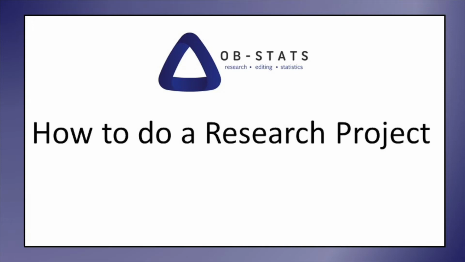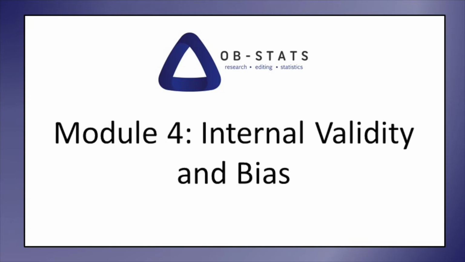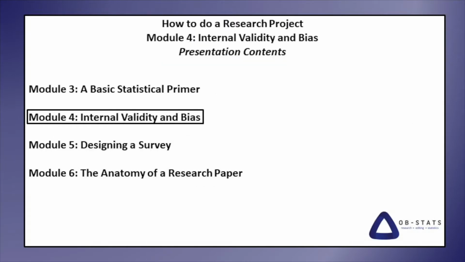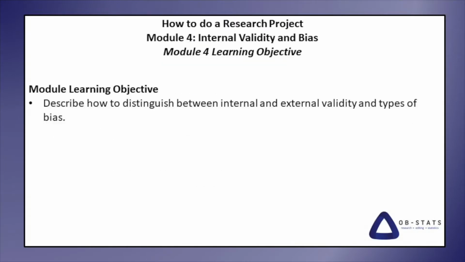How to do a research project. Module 4, Internal Validity and Bias. We are currently on Module 4, Internal Validity and Bias. The learning objective for this module is to describe how to distinguish between internal and external validity and types of bias.